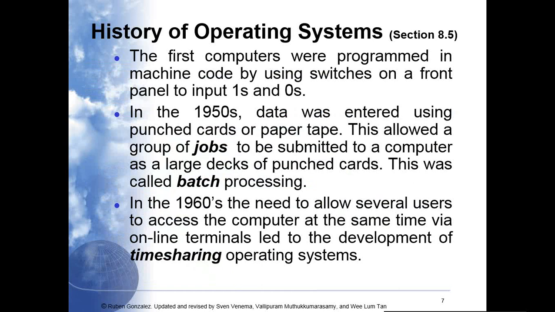So looking at the history of operating systems, the first computers were programmed in machine code by using those switches on the front of the panel, ones and zeros. That sounds very time-consuming and very error-prone. It's really easy to make mistakes in that environment. So in the 1950s, data was entered using punch cards or paper tape. So there's a big improvement.